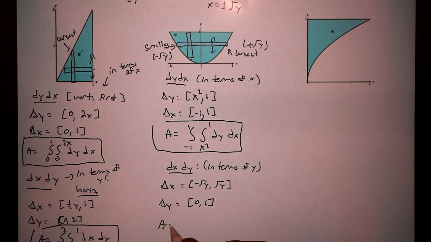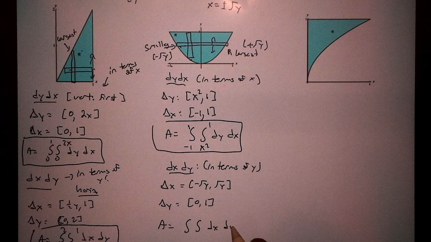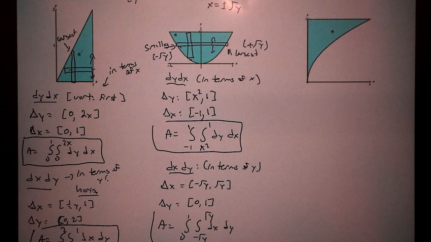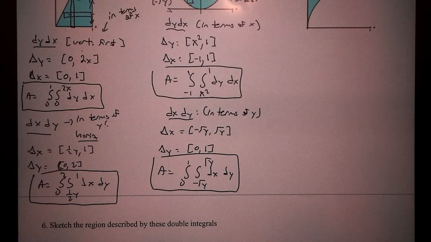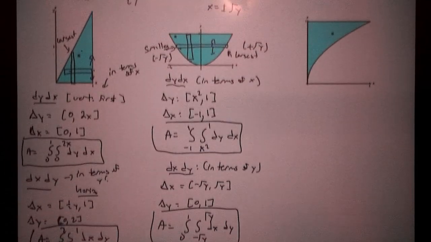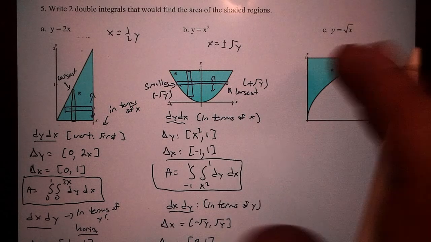So my area, dx dy, we would go from negative root y to positive root y, from 0 to 1. And that also would find our area right there. As you can tell, these aren't too bad to do. You should be able to set these up in your head. All right, let's take a look at one last example, then we'll go to another video. We'll take a look at how we can, given the domain, draw the original graph.